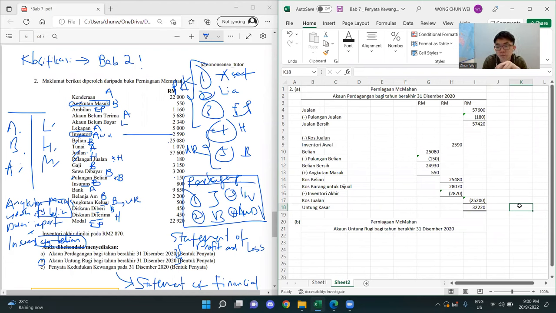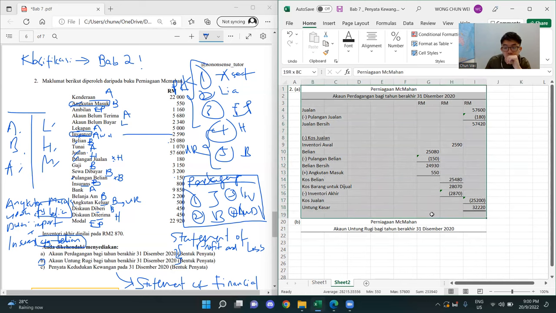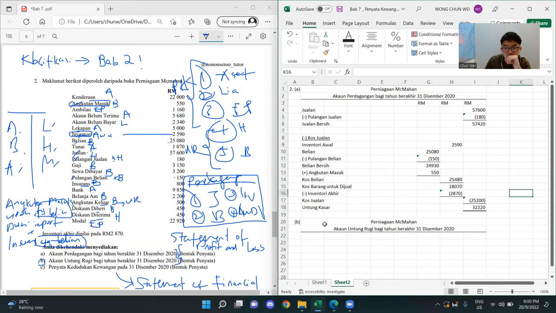Okay, run done. So that's 1 minute, right? If you haven't done, then you take the photo. So now we proceed to B. So in this B, account untung rugi, right?